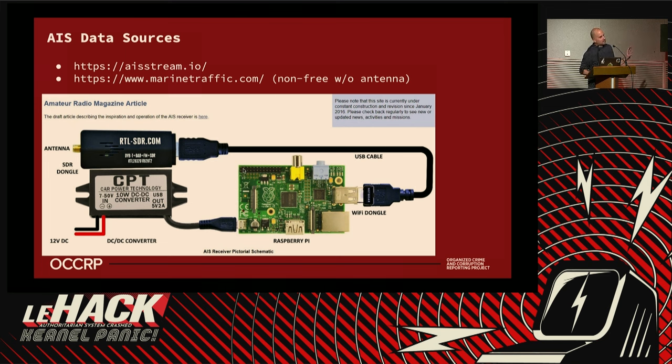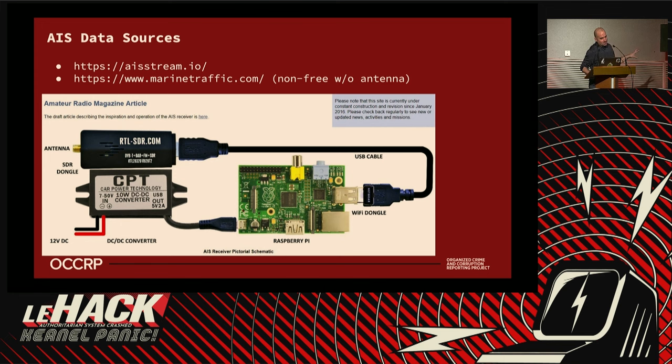And where can you get this data? Well, there's a variety of sources. I just put two, but if you type AIS data sources in DuckDuckGo or whatever you use, you can get a sense of where you can access this data. You can get it also from MarineTraffic, which is non-free, but if you set up your own antenna at home and contribute to the project, they will give you free access. It's a fun project, it's worth doing, you contribute back, and then you get free access, it's a win-win. So definitely worth trying out.